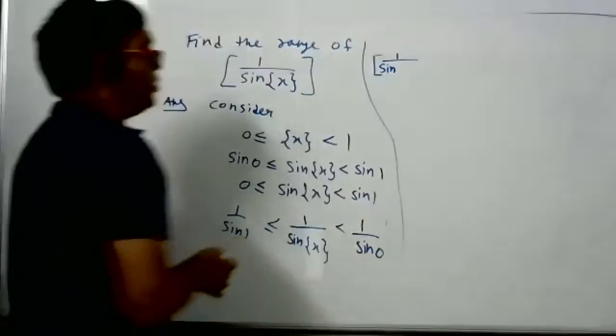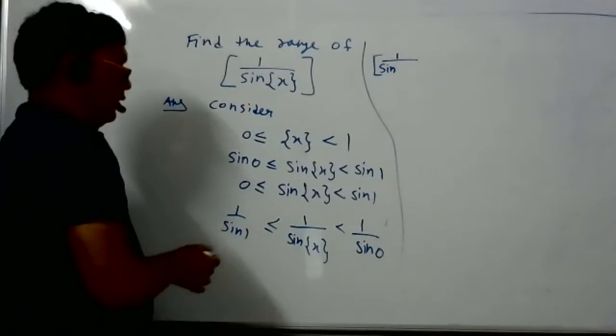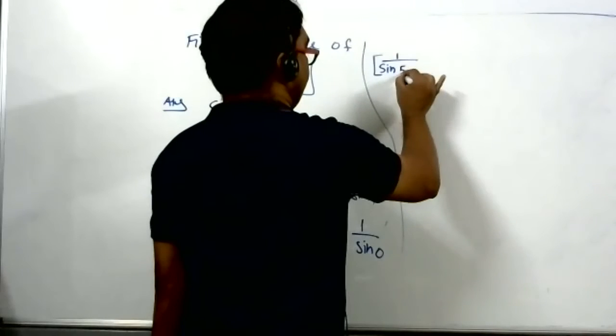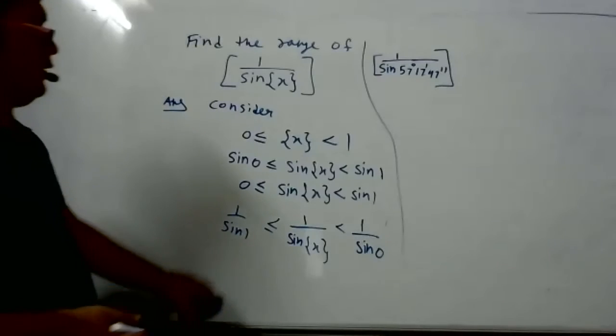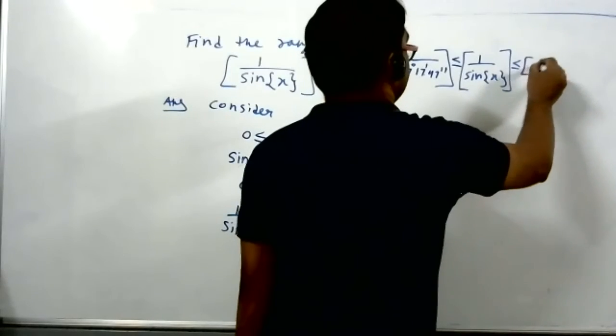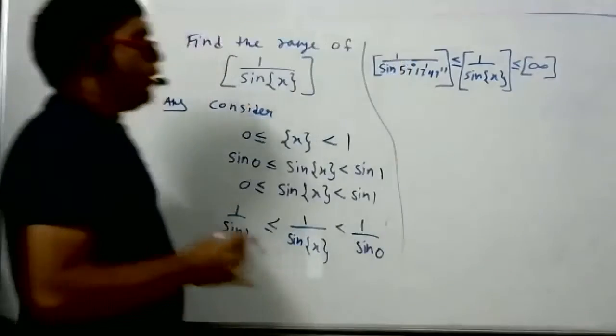Sine 1 is how many degrees, student? Sine 1, 90? Hey, 1 radian is how many degrees? 57 degrees, 17 minutes, 47 seconds. We know that this angle is very close to 60 degrees, right? Very close to 60 degrees. Very good. And the sine will be very close to sine of 60 degrees, so the greatest integer function will be the same. Less than or equal to greatest integer of infinity. This way also we can do.